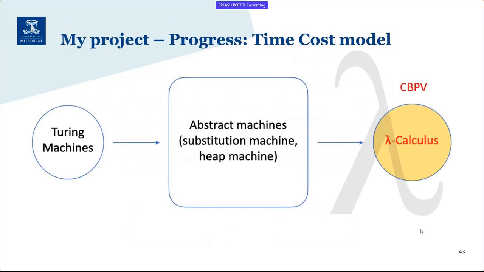Okay, and the other thing I've done is the time cost model for call-by-push value. So first of all, I formalized the call-by-push value lambda calculus in Coq, and in fact the untyped one. And then I also defined and formalized the substitution machine for call-by-push value, and also defined a compile function that can compile call-by-push value lambda terms into substitution machine terms, which I will refer to as programs for the machines.